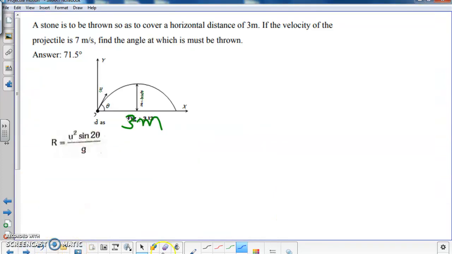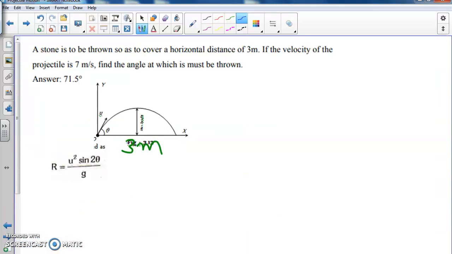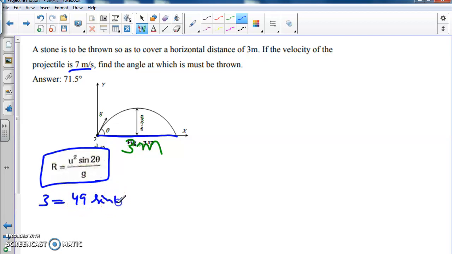Next question. In this question, a stone is to be thrown so as to cover a horizontal distance of 3 meters. So here we are given r is 3 meters and velocity is 7 meters per second. Put the values in the formula of r. We get 3 is equal to 7 square is 49 sin 2 theta upon g is 9.8. So cancelling this, 49 by 9.8, 5 we get.